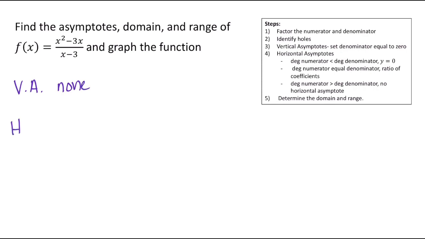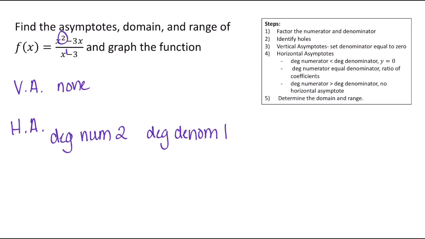And let's figure out the horizontal asymptote. For the horizontal asymptote, we have to figure out the degree of the numerator and denominator. The degree of the numerator is 2, and the degree of the denominator is 1. When we think about the relationship, 2 is bigger than 1. So the degree of the numerator is bigger than the degree of the denominator, so there is actually going to be no horizontal asymptote either.